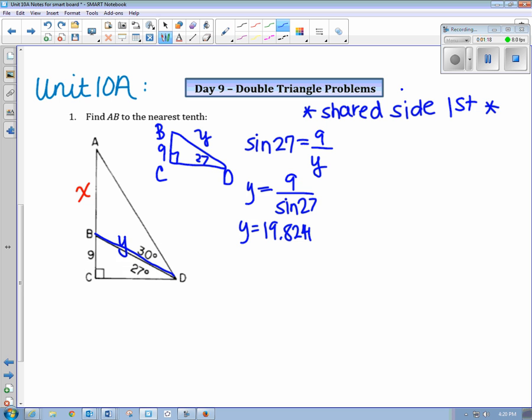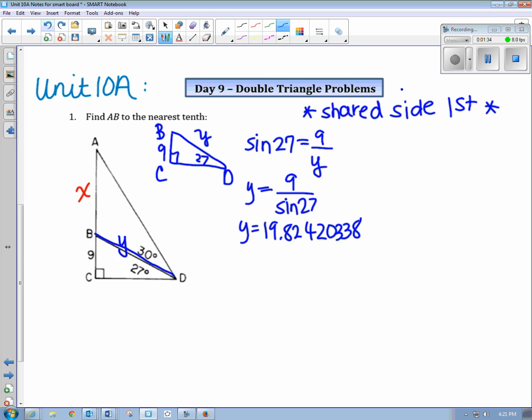19.824... 20338. And I'm not going to round that value because even though the question says to the nearest tenth, I shouldn't be rounding till I get to the very last step.